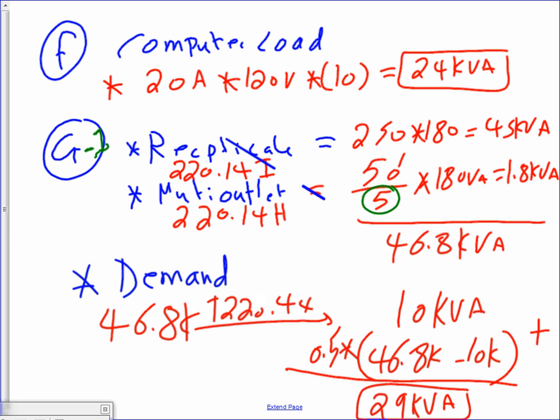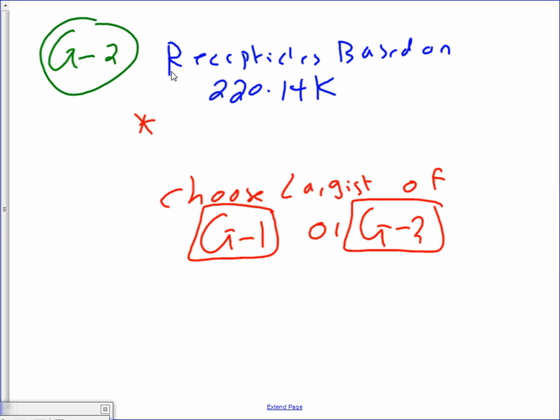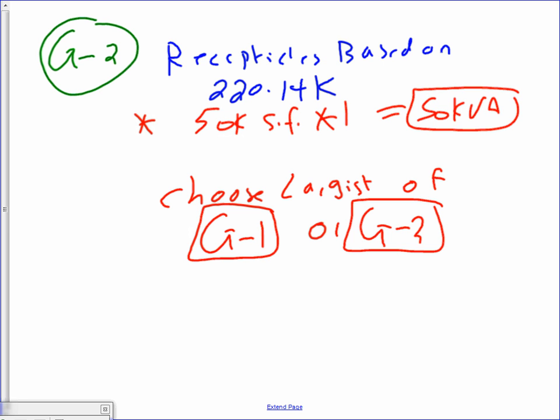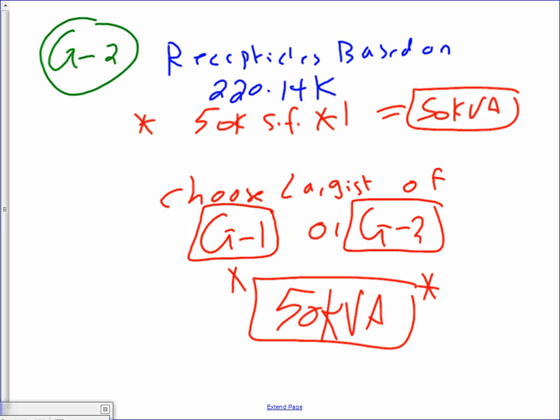Cool. Okay, now we need to compare the receptacles, guys, with what the building gives you. So receptacles based on 220.14, the building, 50K square foot multiplied by 1 gives you 50 kVA. Then you're going to choose the largest of G1 and G2, the two steps. Remember that 2 is the largest. So very clear, the largest is 50 kVA. That's the number you're going to carry downstream. Why? Because if you go back, I have 29 kVA demand and 50 kVA demand. Which one are you going to use? The largest, 50 kVA. We're done with the load calc.